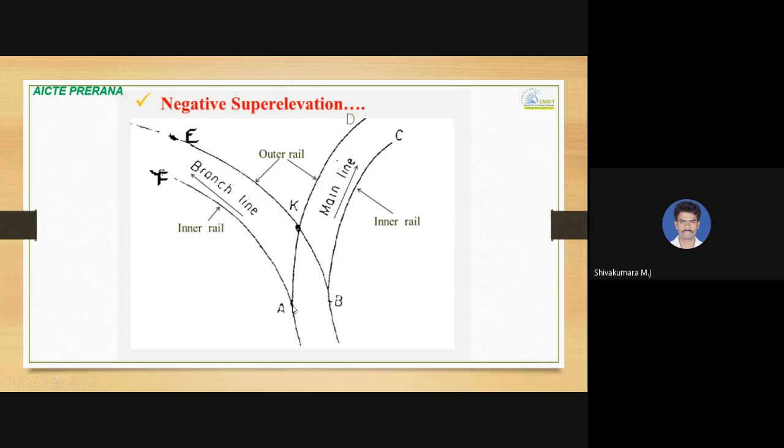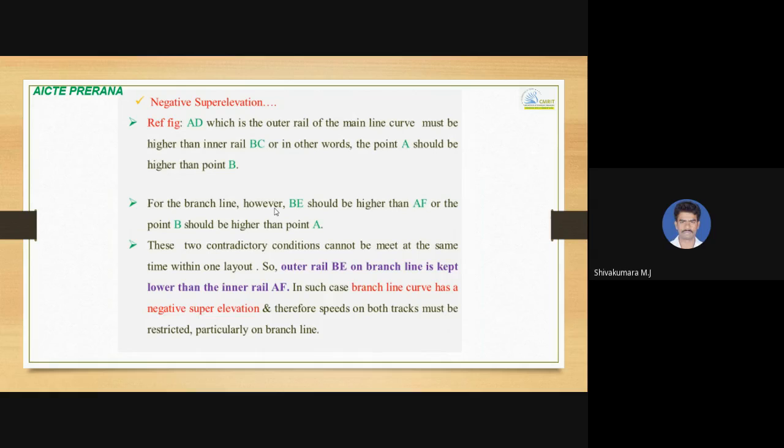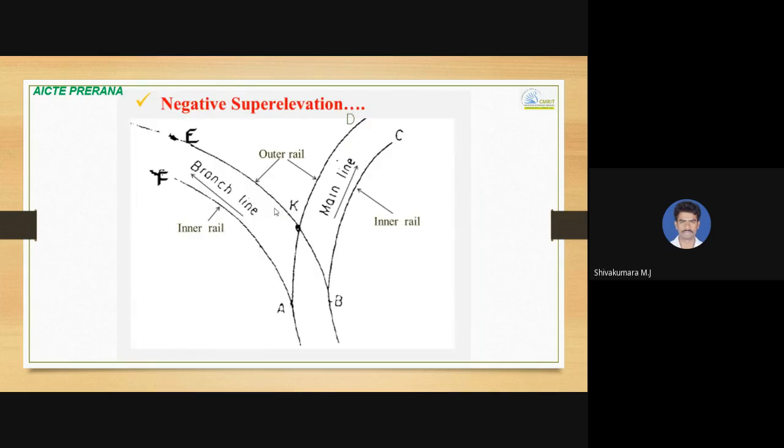Here, the level of A with respect to the main line is to be raised. But when it comes to the branch line, A cannot be increased. If we increase it, this level is going to be decreased. So such elevation which we provide, we call it negative superelevation. By referring to this figure, AD means this one, A to D, this line.